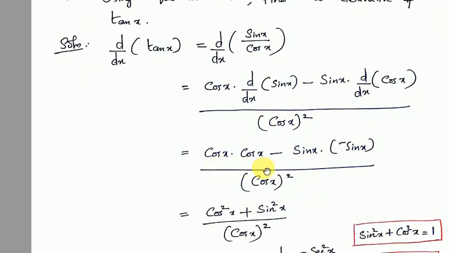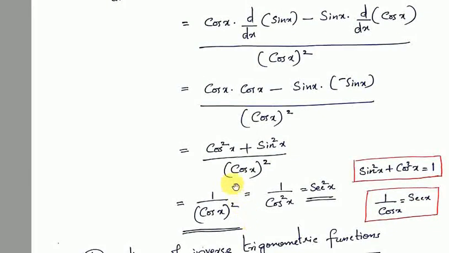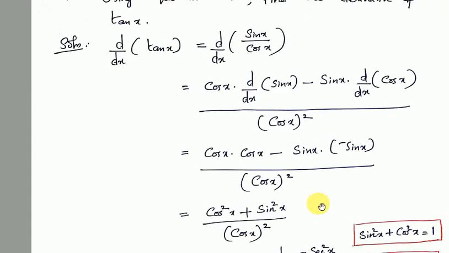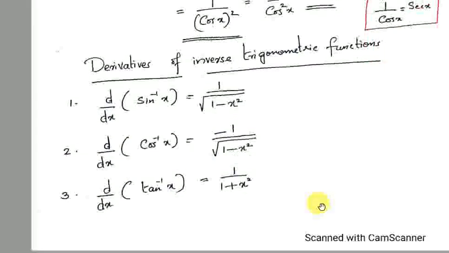So cos x into cos x, cos square x. Minus into minus becomes plus. Sin x into sin x becomes sin square x. So cos square x plus sin square x, which is equal to 1, divided by cos x the whole square. This 1 by cos x the whole square is equal to 1 by cos square x. 1 by cos is sec. So 1 by cos square is sec square. The derivative of tan x is equal to sec square x.